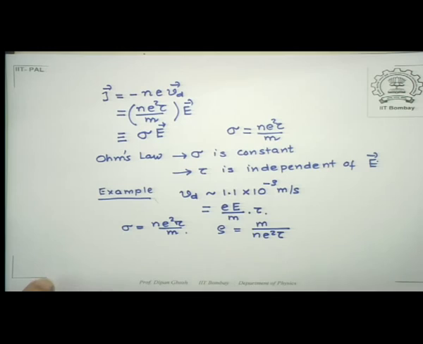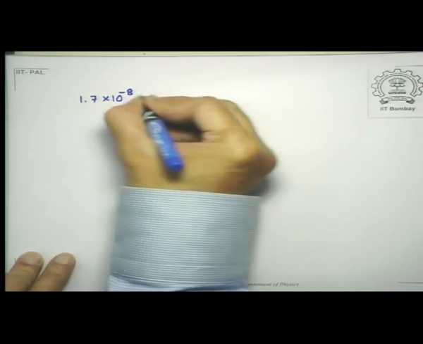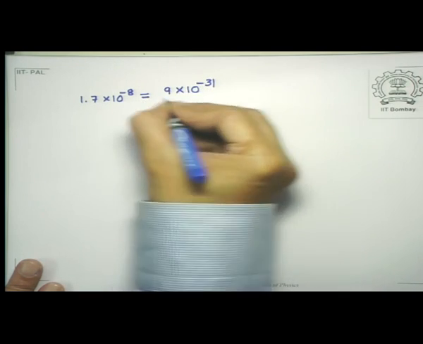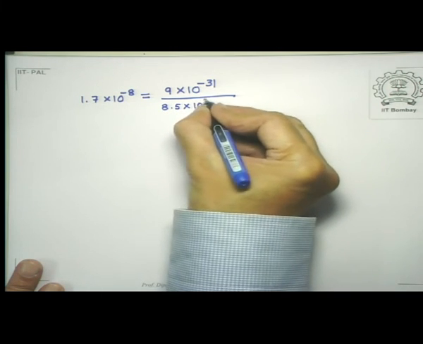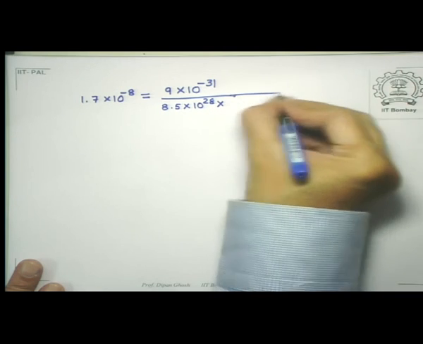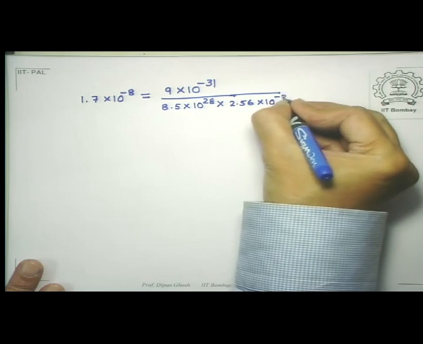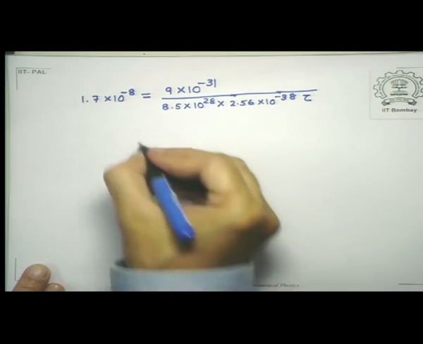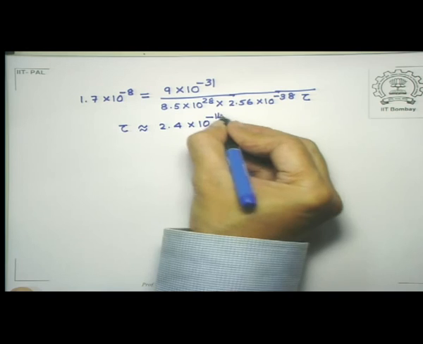Remember, I have given you the data for rho, which we have said is 1.7 into 10 to minus 8. So for copper, 1.7 into 10 to minus 8, which is my resistivity, is m, the mass of the electron, 9 into 10 to the power minus 31 kg, divided by n, which we calculated in that problem to be 8.5 into 10 to the power 28, into e square. e is 1.6 into 10 to the minus 19, so it is 2.56 into 10 to the power minus 38, and this times tau. So take these numbers and calculate this, and you will find this is of the order of 2.4 into 10 to the power minus 14 seconds.